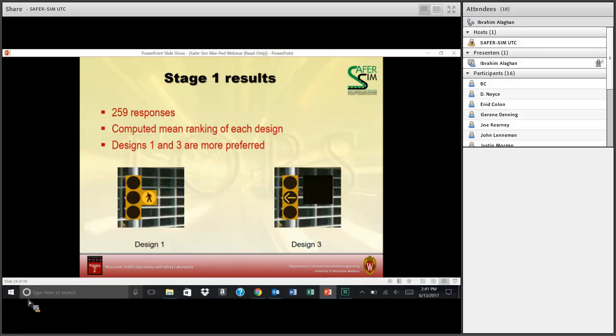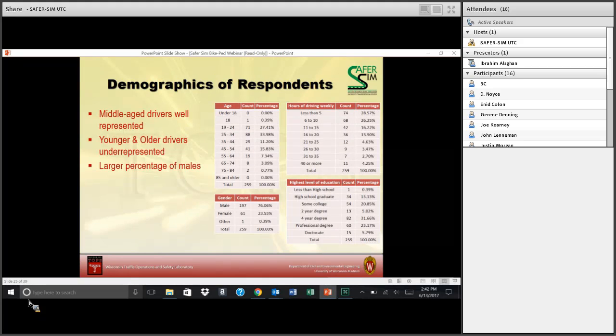Almost 260, or 259, responses were collected. We computed the mean ranking of each design, and what we found is very interesting: designs 1 and 3 were the more preferred designs. This is design 1, as you can see. This is design 3. Let's go next.